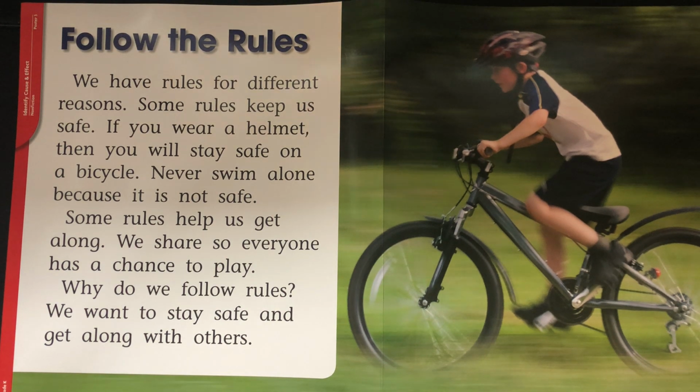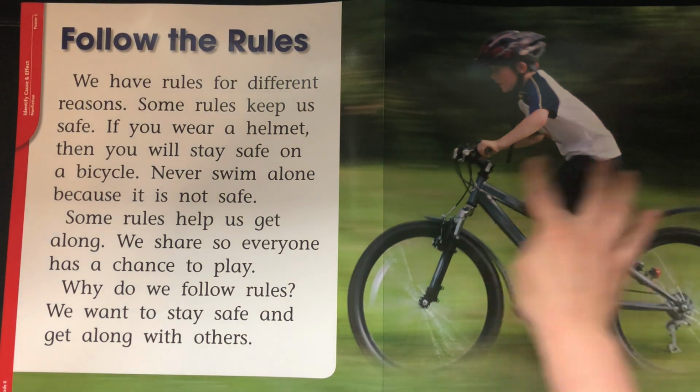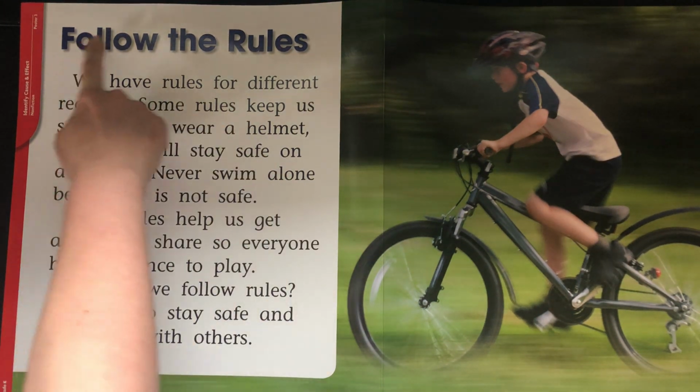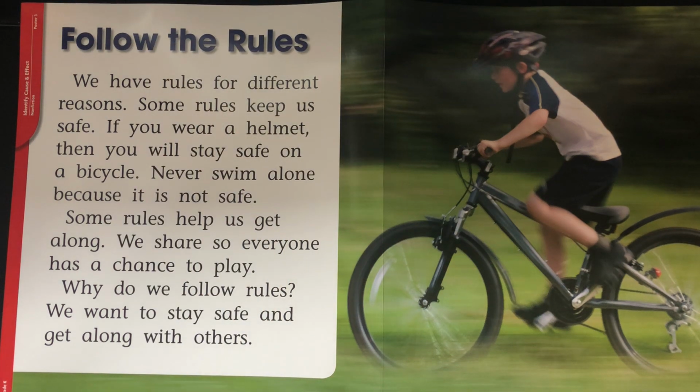Today we're going to be looking at this poster and we're going to practice identifying cause and effect in the text that we're reading. Remember to use what you've learned and you can make connections as you read to help you identify cause and effect. First, I always look at the illustration. So when I'm looking at this poster, I see a bicycle and I see a boy riding the bicycle. And then I look at the title and I see that it's called Follow the Rules.